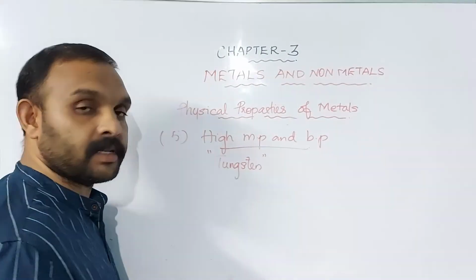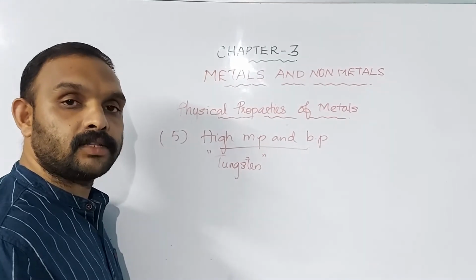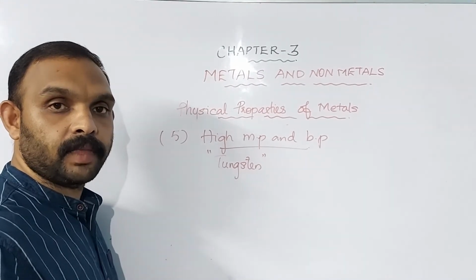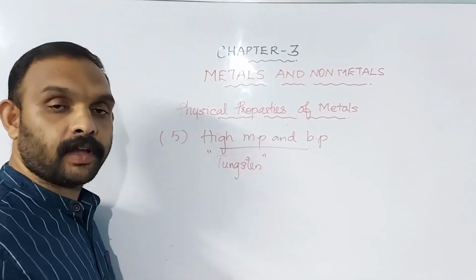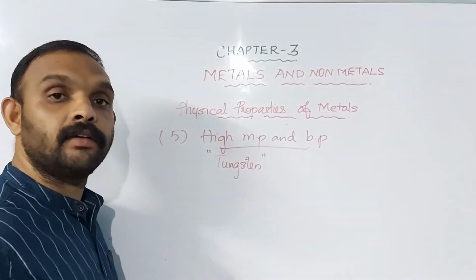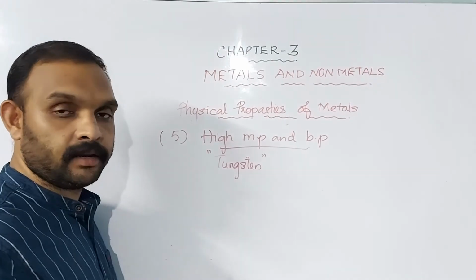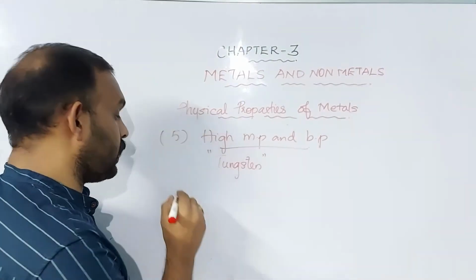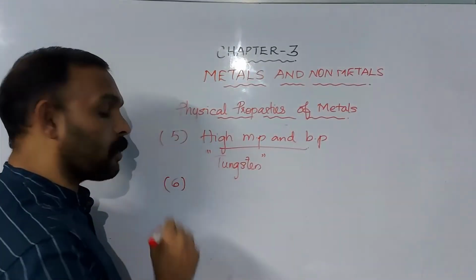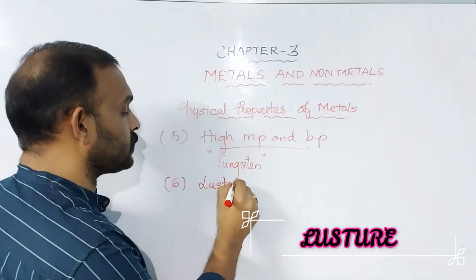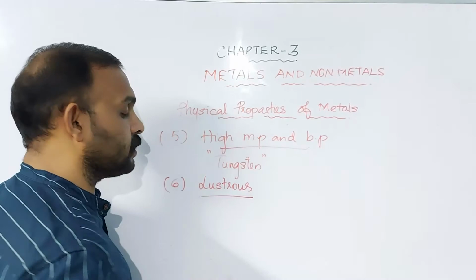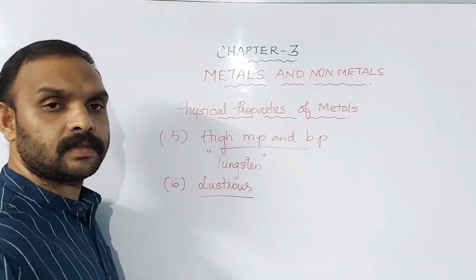But there are also some exceptions. Metals like sodium, potassium, etc., have very low melting points, so they will catch fire very easily and they are very reactive also. Clear? Now let's move to another property. The next property is known as lustrous. All metals are lustrous.